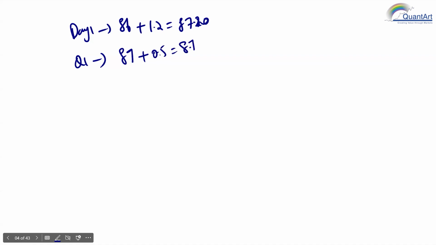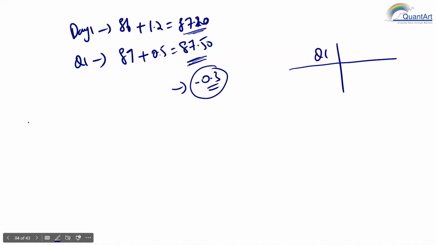Now this rate becomes 87.50. So you did a forward at 87.2, you now have it at 87.50. The difference is 0.3, 30 paisa. This 30 paisa is what you will take as the P&L. So here I'll again write it here. So Q1, Q2, this is the receivable and this is the forward.